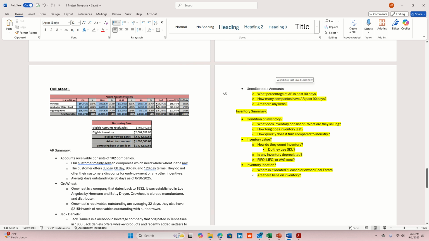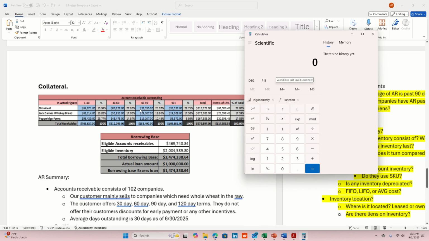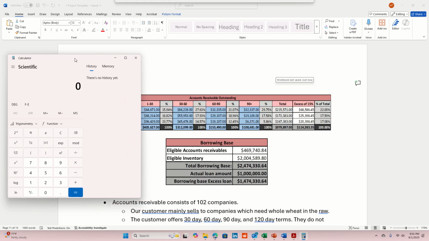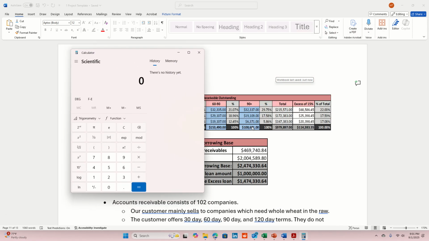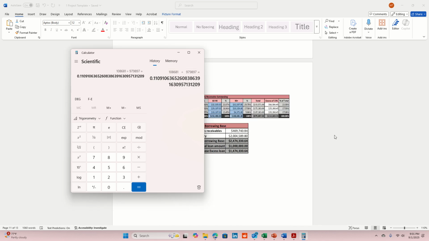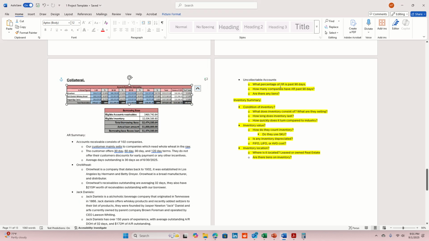Okay, what percentage of AR is past 90 days? Let's go ahead and pull out our calculator. Zoom in here. What percentage is past 90 days? So we're going to do 90 plus, that's 108,681, divided by our total, which is 979,897, enter. 11% of our total AR is past 90 days.